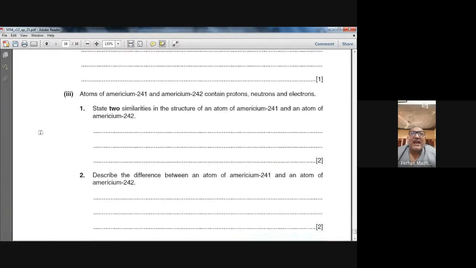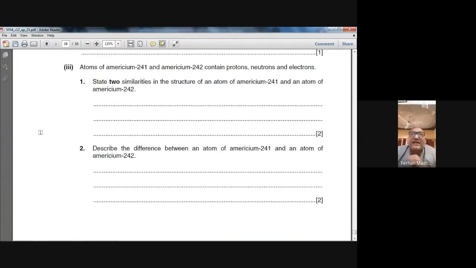Then he says atoms of americium-241 and americium-242 contain protons, neutrons, and electrons. State two similarities in the structure of an atom of americium-241 and an atom of americium-242. You see, both of them are isotopes of each other. So what will be the similarity between them? They will have the same number of protons in their nucleus. They will have the same number of electrons in their orbits.